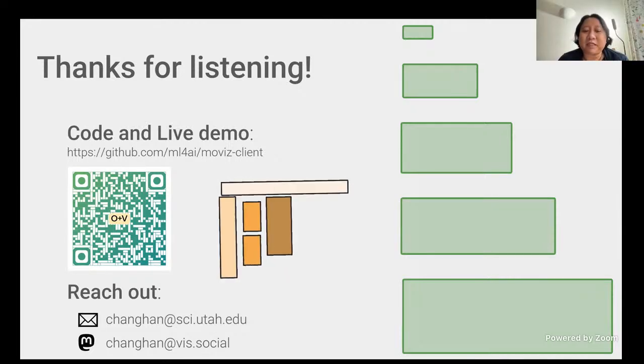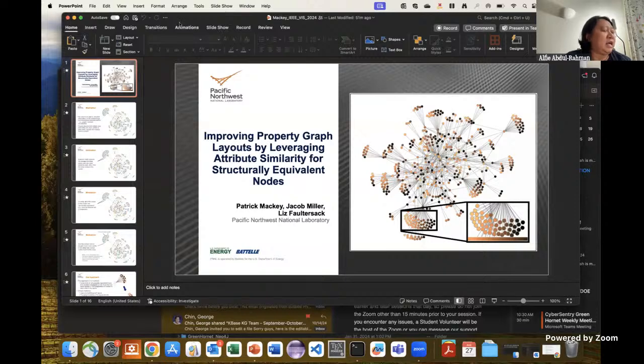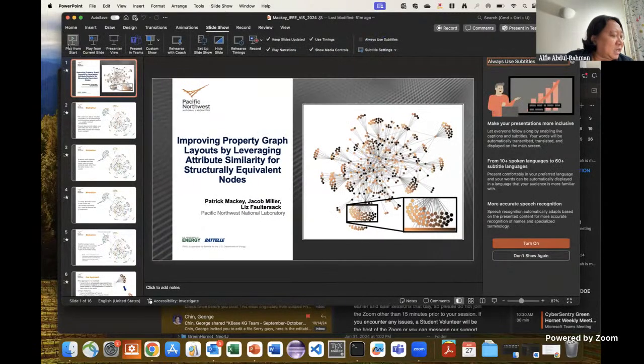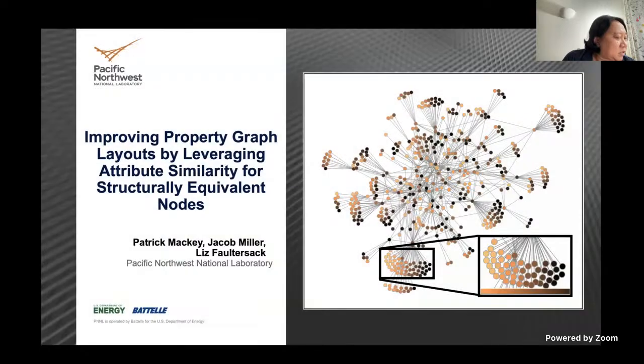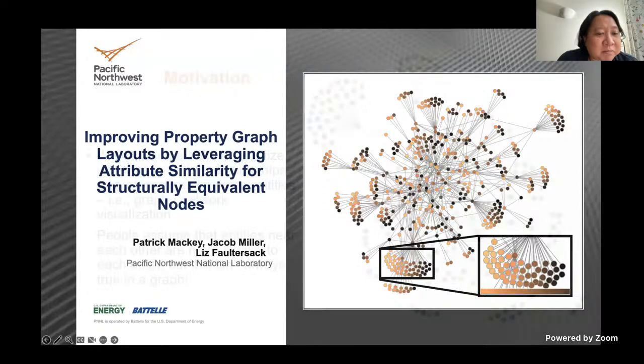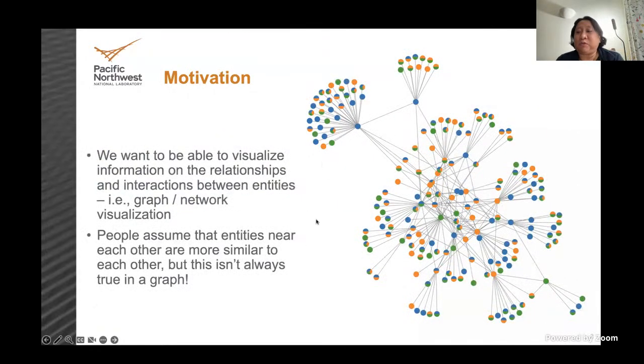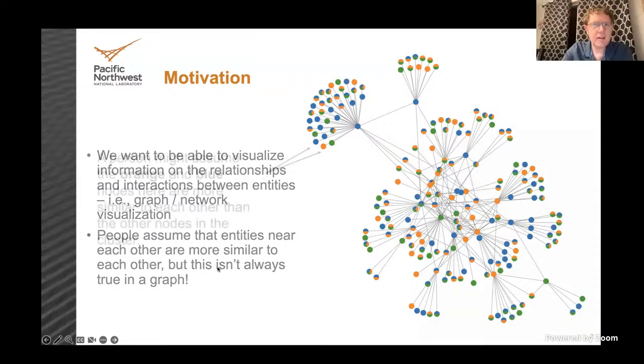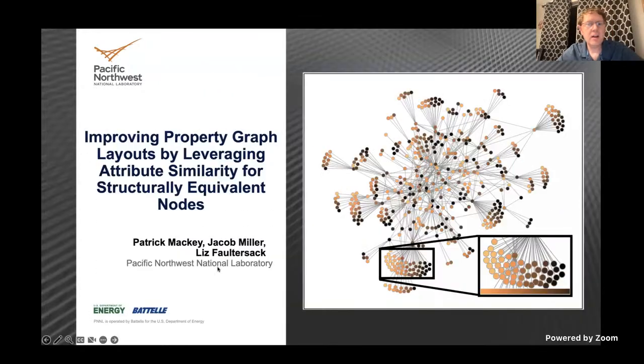Okay, cool. Thank you very much. That was a great talk. Okay, now we are on to our next paper, on improving property graph layout by leveraging attribute similarity for structurally equivalent nodes. It is by Patrick Mackey, Jacob Miller, Liz Faultersack, and it is being presented by Patrick Mackey from the Pacific Northwest National Lab. So welcome, Patrick. Hi. Yeah, let me get this started. Here it goes. Can you guys see my slides?